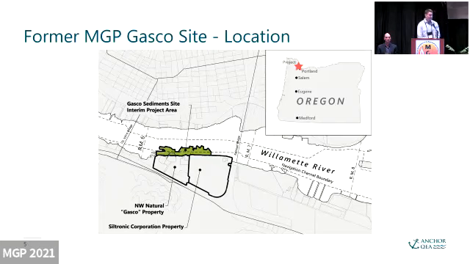It's adjacent to the Gasco property. We're out in Portland, Oregon. So this is just a few miles downriver of downtown Portland on the Willamette River. And because it is close to downtown, there's a lot of public interest, public engagement, a lot of tribal engagement, a lot of stakeholder agency engagement. Very high profile project.